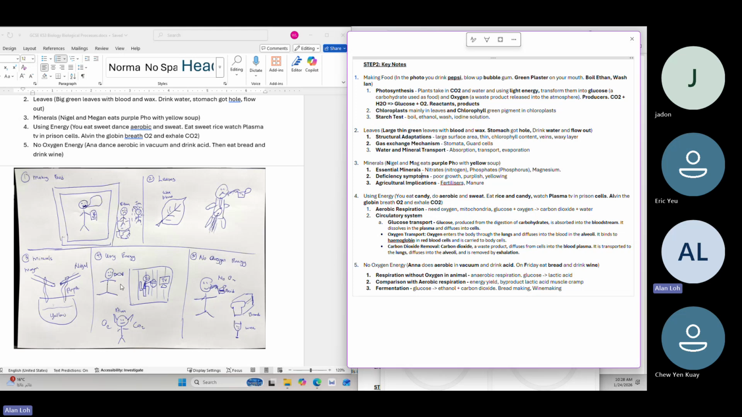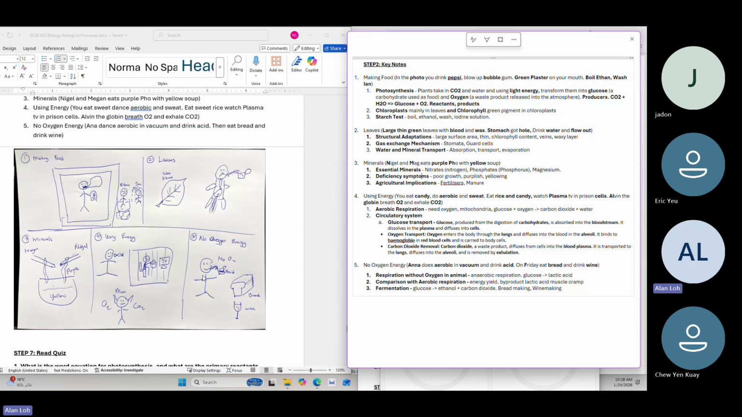So draw number 4. I hope everyone is able to follow. Okay. Draw number 4 is: you eat candy, do aerobic and sweat. Then you eat rice and candy, watch plasma TV in a prison cell. Alvin, the goblin, breathes oxygen and exhales carbon dioxide.